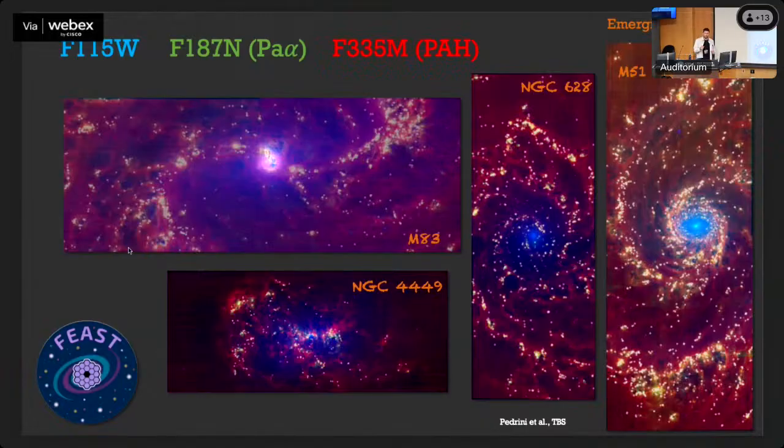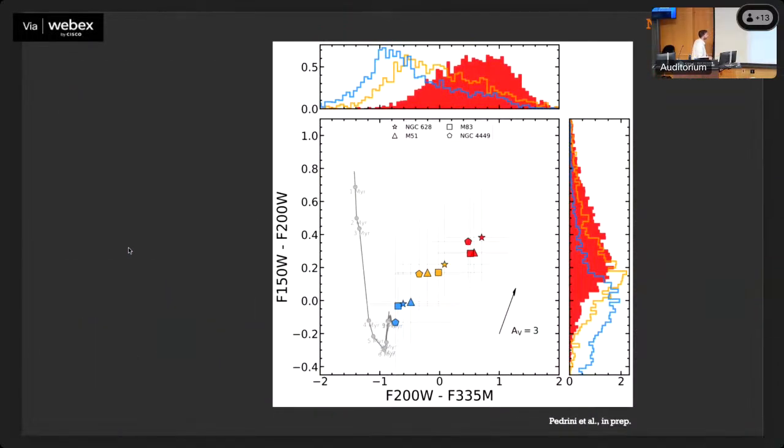When we look at the near-infrared colors of these clusters, this is what we get. We are observing a beautiful evolutionary sequence, as you can see here, where the age goes down like this.